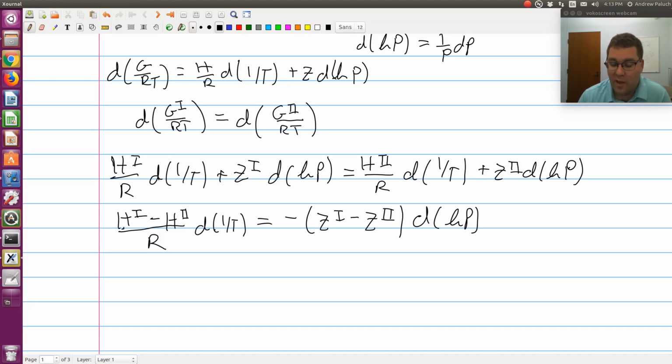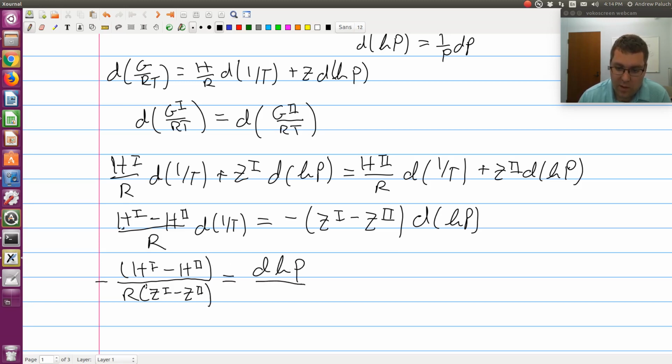Okay, or finally then, let's divide by the differential of inverse T, and we will get that H1 minus H2 divided by R times, actually we're going to have a negative sign, negative R times Z1 minus Z2 is equal to the differential of log P with respect to inverse T.